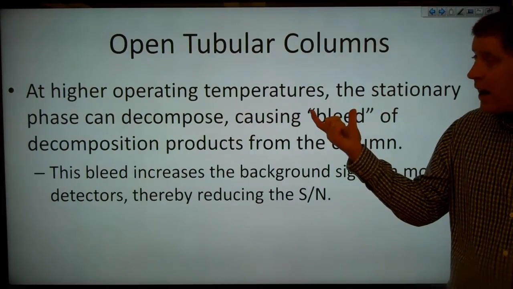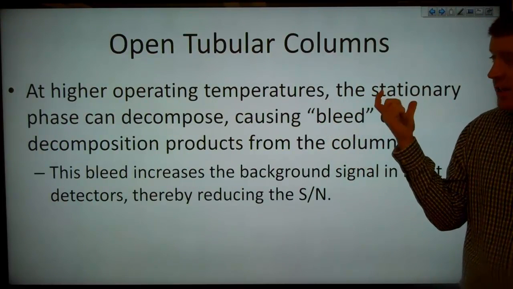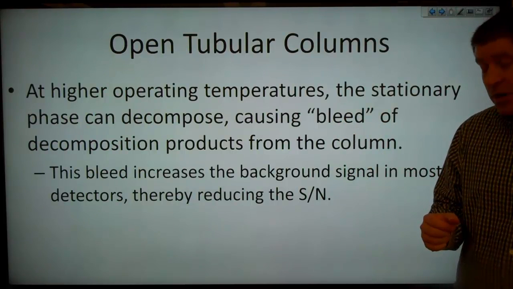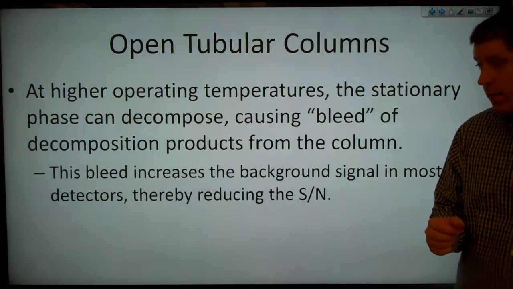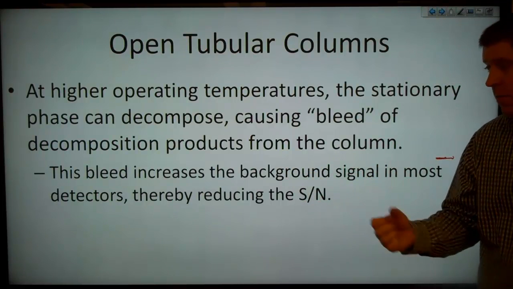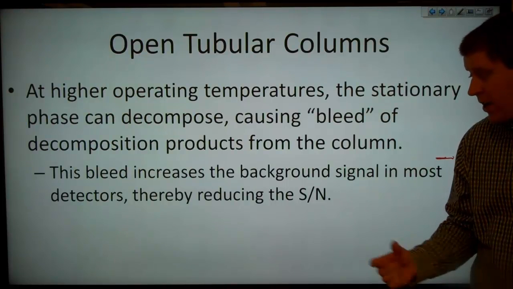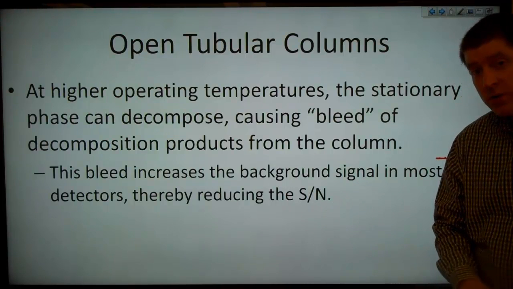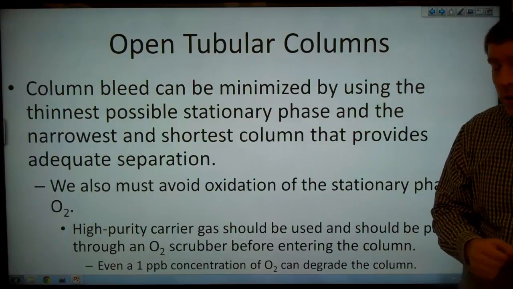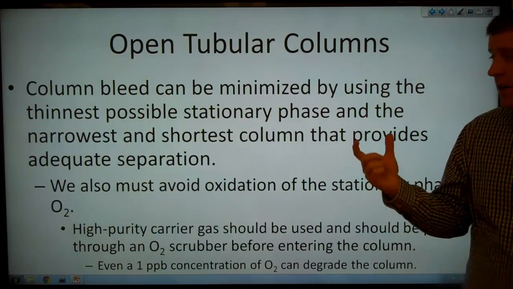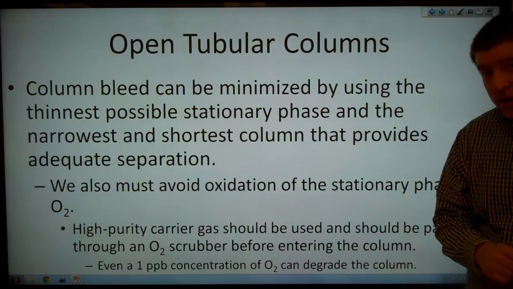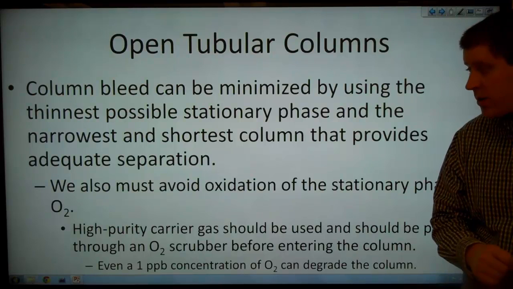So, at higher operating temperatures, that stationary phase can decompose, which causes bleed of decomposition products from the column. And this bleed increases the background signal in most of our detectors, and thereby reduces the signal-to-noise ratio. So column bleed can be minimized by using the thinnest possible stationary phase and the narrowest and shortest column that provides adequate separation of the components of your mixture.